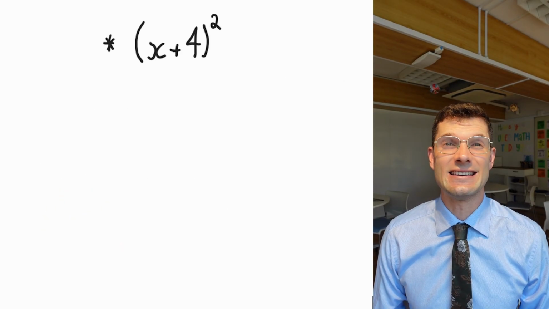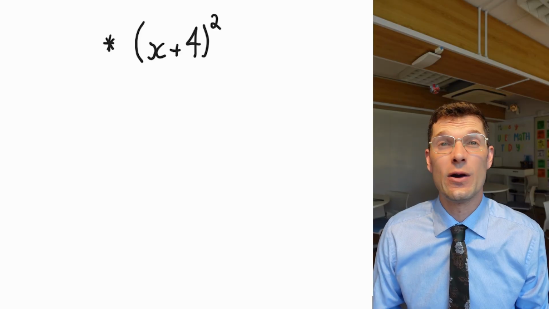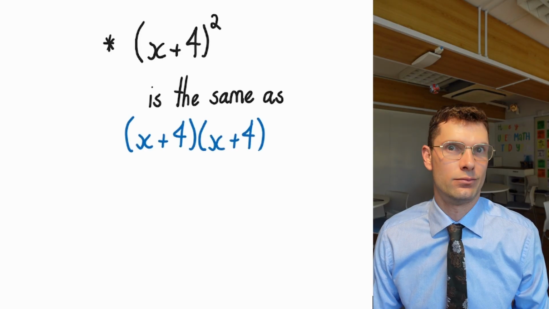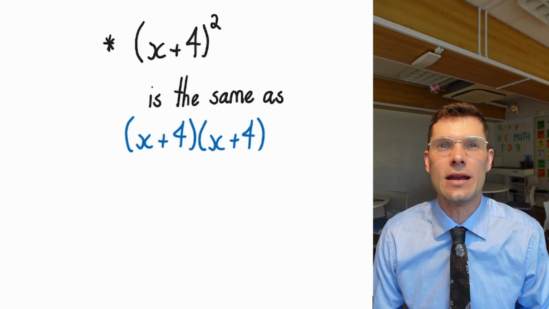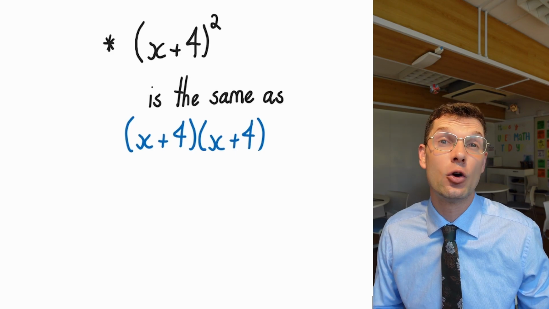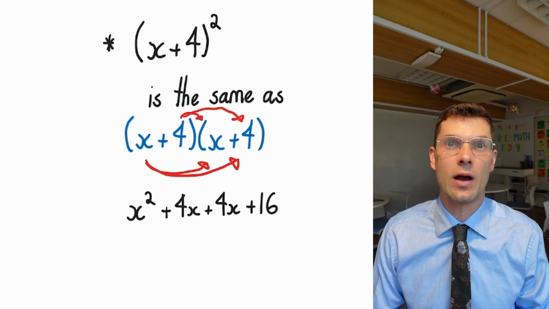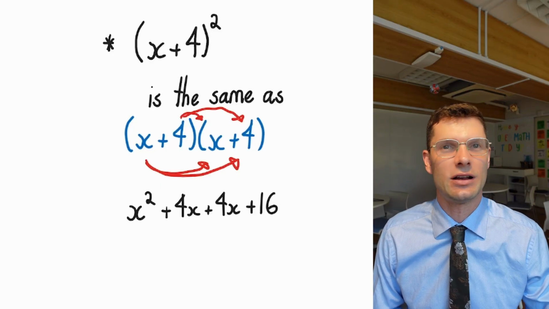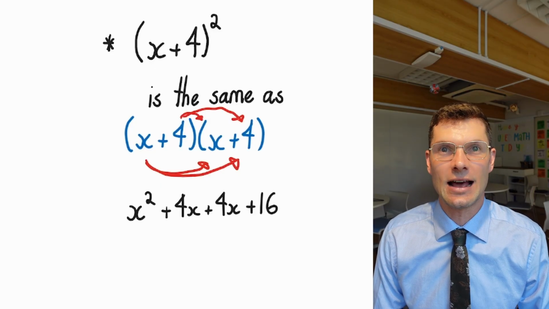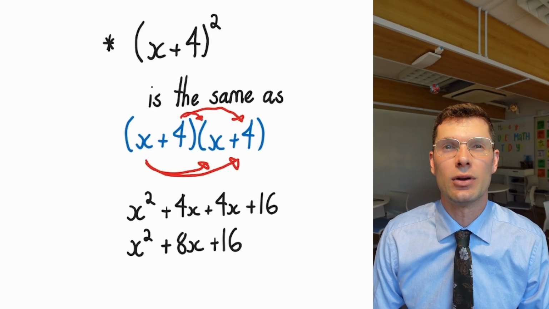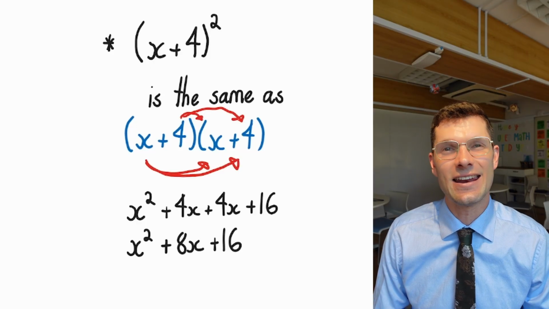So if we have something like this, (x + 4)², we know we could write that out as (x + 4)(x + 4). It's squared, multiplied by itself. And we could FOIL this out. That would be one way to solve this problem. We go x² + 4x + 4x + 16. Then we've got to collect our like terms, so we finish off with x² + 8x + 16, and that is our final answer.